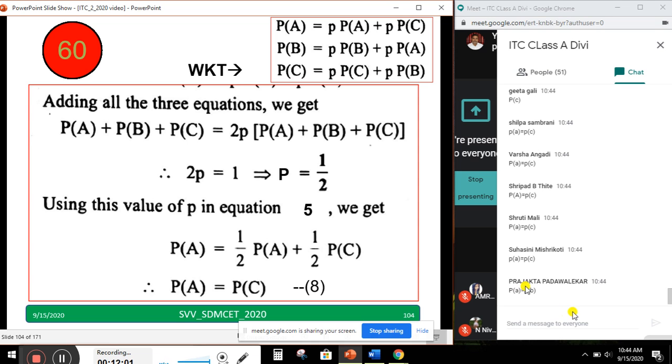Cross verify. I'll give you 1 minute. Do it fast. Devidas, P of A equal to P of C. Praveen, P of A equal to P of C. Those who are not doing it and simply copying may go wrong. Do it. It will become a practice, so that in the IA exam and main exam you can solve very easily, because you will have practice. P of A equal to P of C. Nivedita, okay, good. Shivani, P of A equal to P of C. Correct.